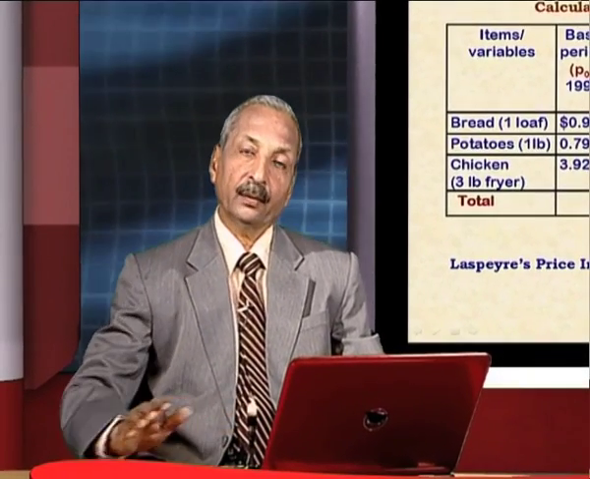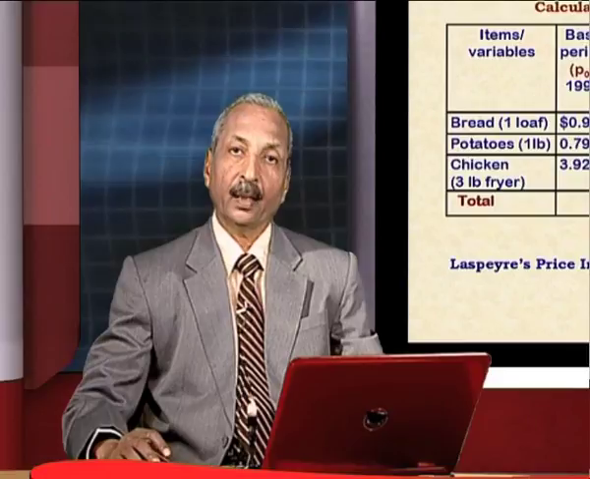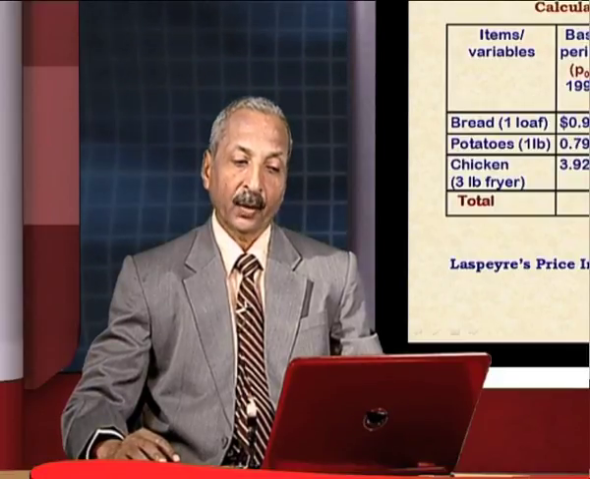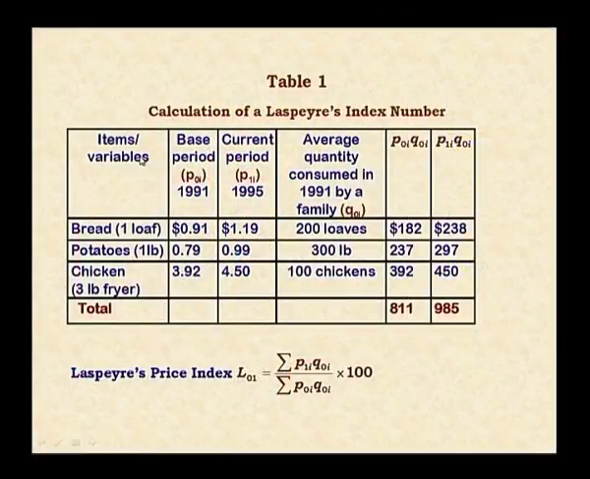Now, let us see how these index numbers are being computed, and look at this example. In this table, in the first column, the items or the variables names are given like bread, potato, chicken, and the prices of these items are given in the year 1991 and of 1995. The prices in the base year and the current year are given in dollars and in the units which is mentioned in the brackets here.